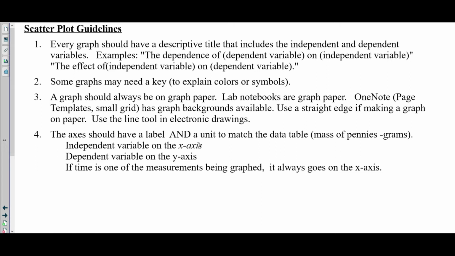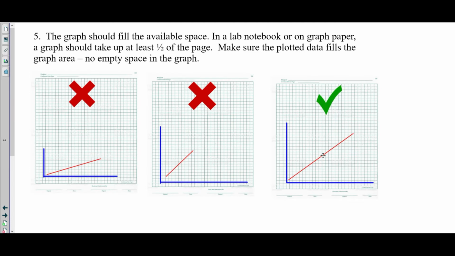We always put the independent variable on the x-axis and the dependent variable on the y-axis. The only exception is time. When we're graphing time in chemistry, it will always go on the x-axis. One of the things when you're drawing a graph is that the graph should fill up the available space. It should take up at least half of the page. When I grade your labs, I'm going to fold it over and see if it's approximately half of the page. All right? And if it is not, you're going to see some marks.